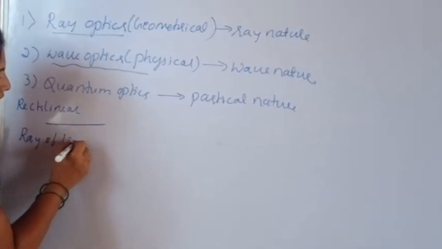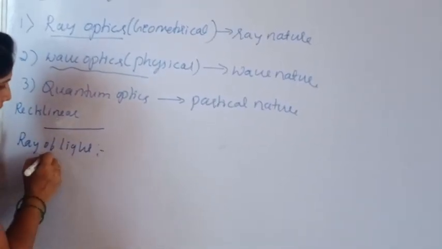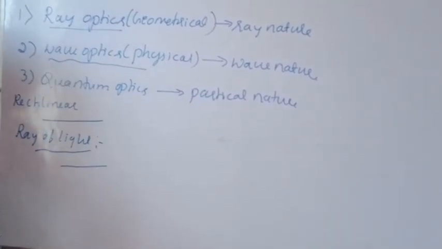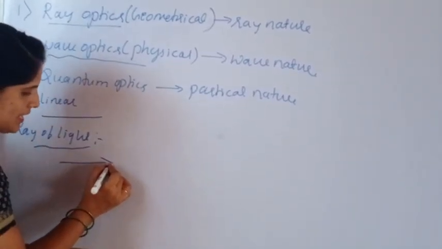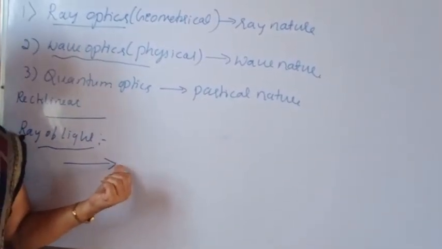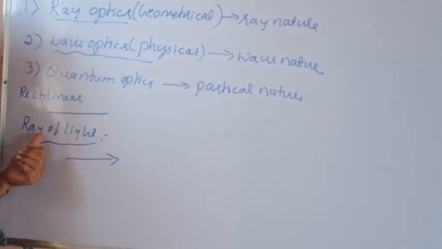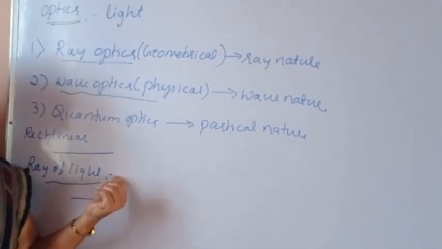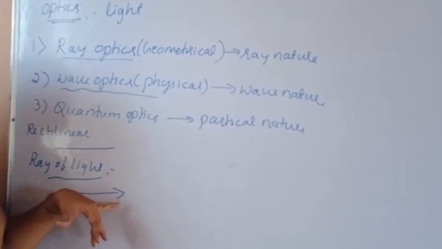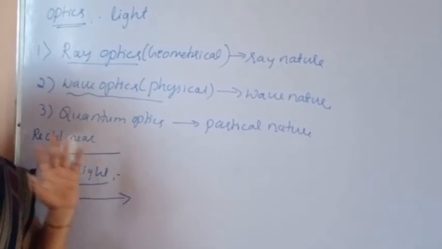Then what is a ray of light? Ray of light is the path along which light travels. It is represented by a straight line with an arrow. This arrow indicates the direction of light.